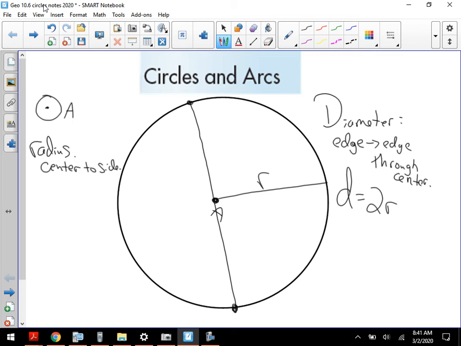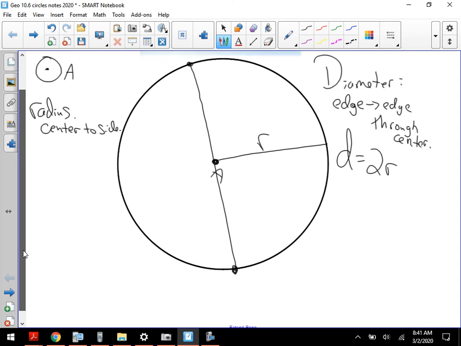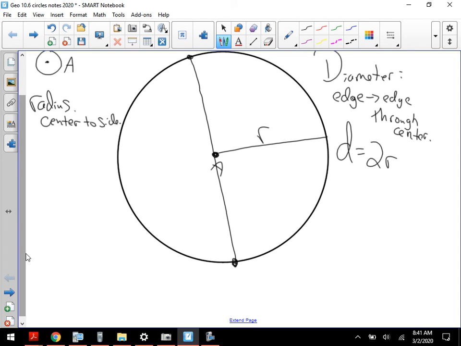The other part, I think Evan said it here a second ago, circumference. You guys remember that? Circumference is always the distance around. So it's kind of like perimeter. And when you did circumference, do you remember what the formula was for that? Circumference was 2 pi times the radius.